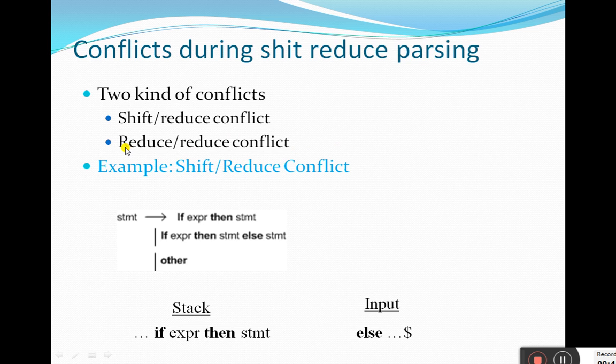In the other case, we found a handle on the stack, but that handle matches the body of more than one production. Which production is to be used for the reduction? So there is a reduce-reduce conflict. So we'll have two types of conflicts: shift reduce conflict and reduce-reduce conflict. Let us look at a simple example for the shift reduce conflict.